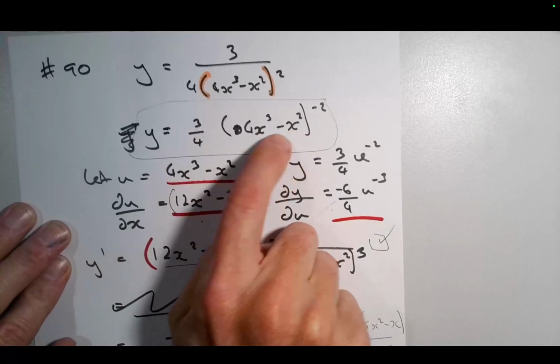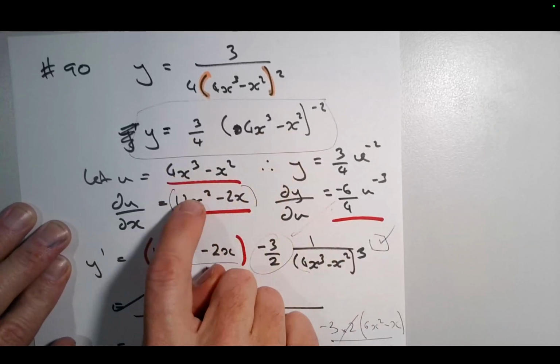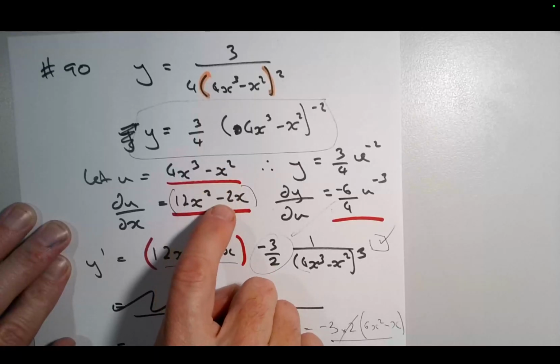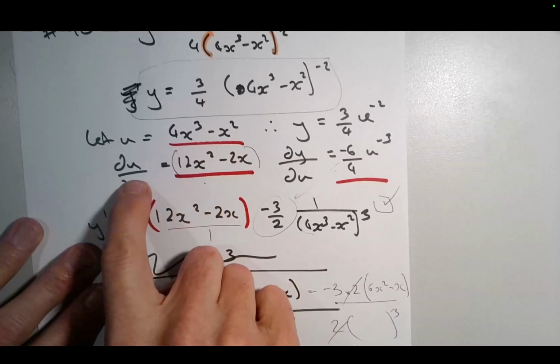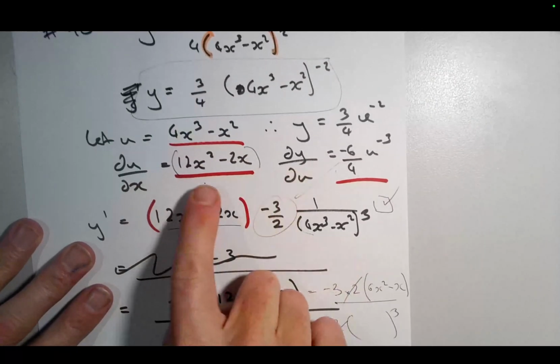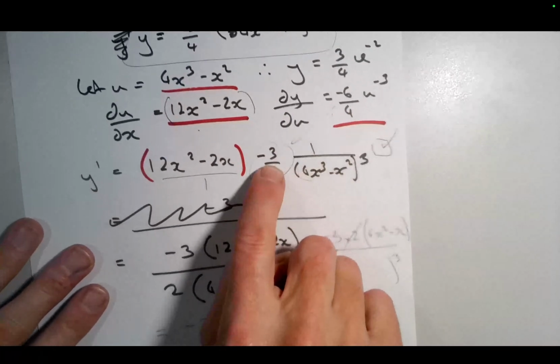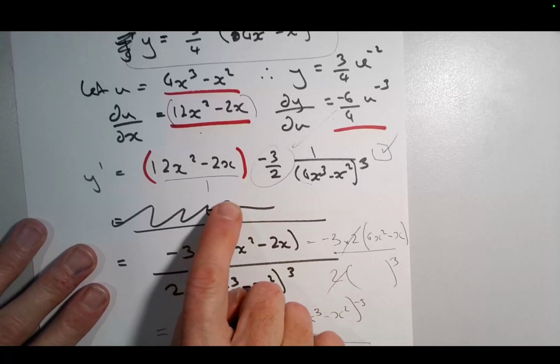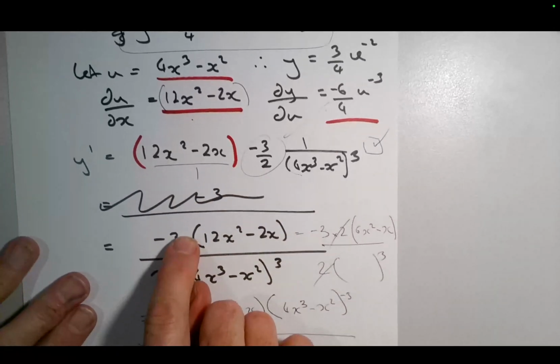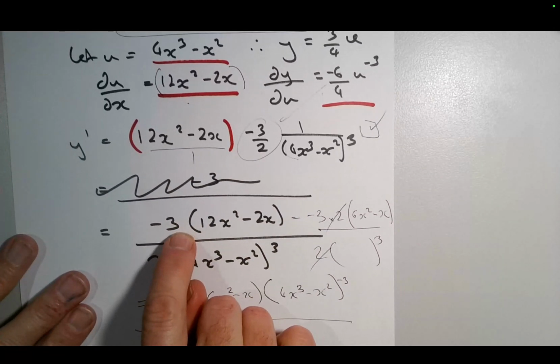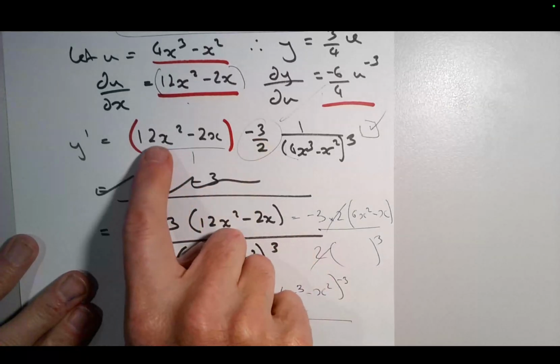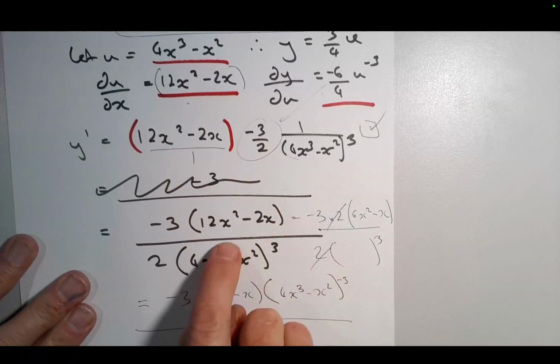Over here, we made the substitution. u is the internal bit there. So differentiating this gives you 12x squared minus 2x. Chain rule says this derivative times this one. Okay, now looking at this, I have simplified it here. Now, I think we originally had the answer here as minus 3, that bracket over this thing.